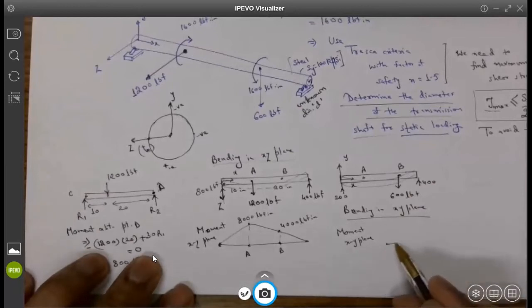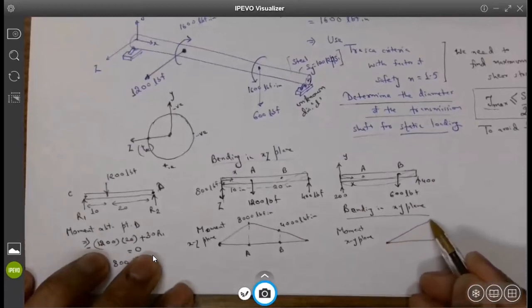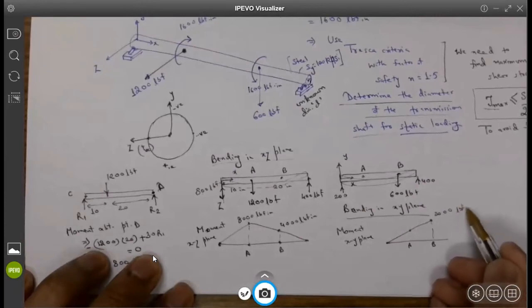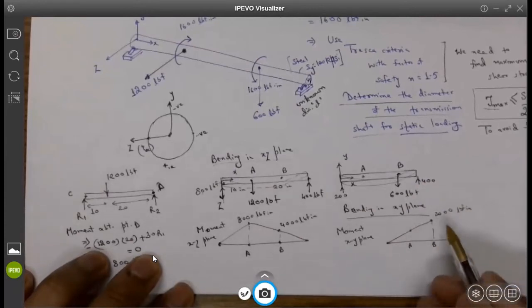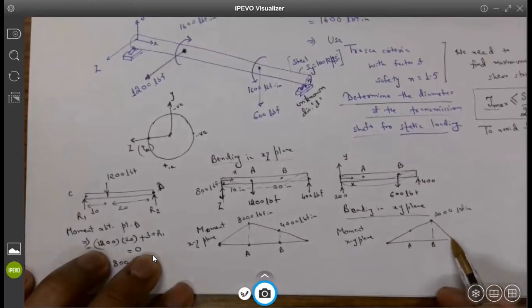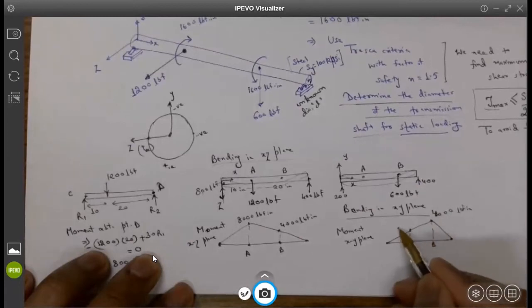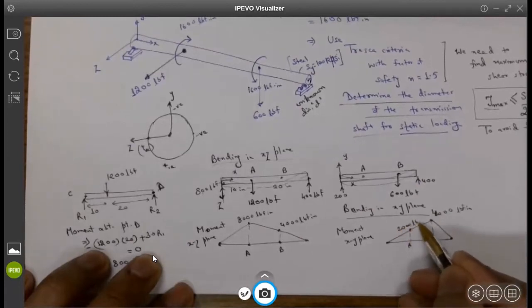And then the bending moment diagram will look like what? It would start at 0 and then go up to 2,000 pound force inch at A, and then it would increase to 4,000 at B, and then it will come down, right? No, it will be 4,000 here, and it will be 2,000 here. Yes.